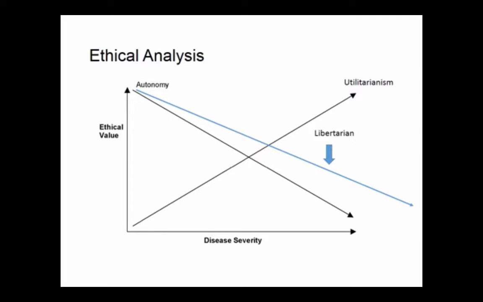The weight applied to autonomy could very well depend on one's political philosophy. As shown in this slide, people who are libertarian would place a greater weight on autonomy, and hence this slope would decrease. Or in other words, the line would move upwards. And here we see the point at which autonomy crosses with utilitarianism is further to the right, meaning that the interest in autonomy is outweighed only when the disease severity is greater.